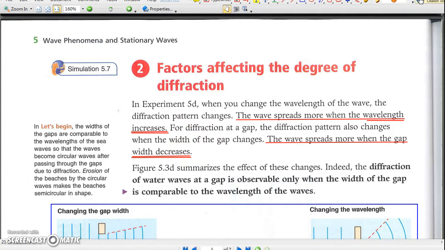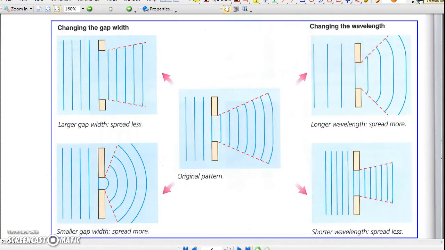These pictures summarize the results. In other words, for a fixed wavelength, but as the opening size decreases, the amount of diffraction increases. And for the same opening, but with a longer wavelength, the amount of diffraction also increases.